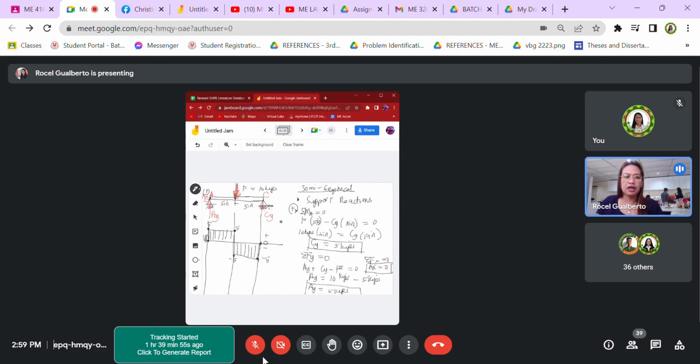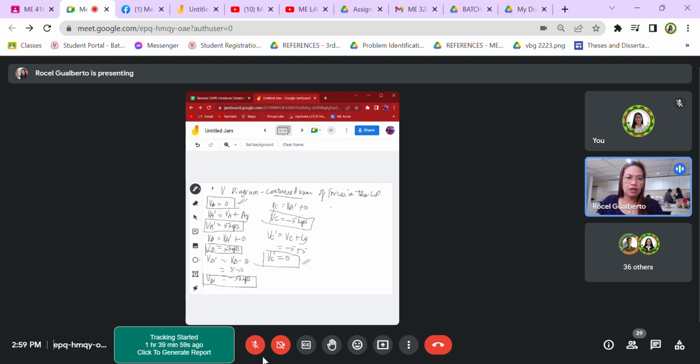And then, after that po, okay, you'll have the moment diagram. Okay? So, solve for the moment. Okay? So, unlike po sa shear, dalawa yung value. Dito po, tig-isa lang.